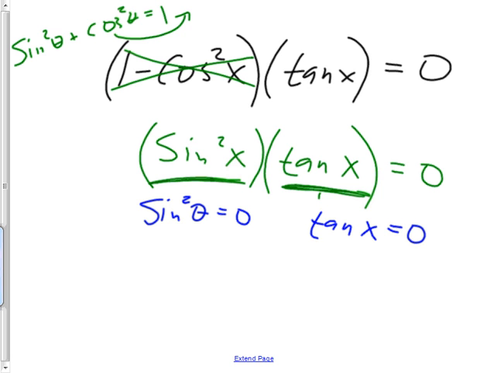One thing at a time. I got to solve this. It is not alone yet. Sine squared equals 0. It's not solved. Remember I said before, if you can factor it, you should. Sine squared can be factored. Sine times sine.